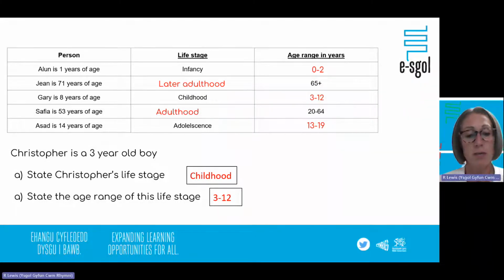Another way perhaps you could face a question on stages and age range is something similar to what's appeared on the screen. So Christopher is a 3-year-old boy. State Christopher's life stage. So here we would need to understand obviously that he is in childhood, and again state the age range of this life stage, which would be 3 to 12 years of age. Similar question to the grid, however, this is only valid at 2 marks. So something 2 marks easily picked up or easily lost.